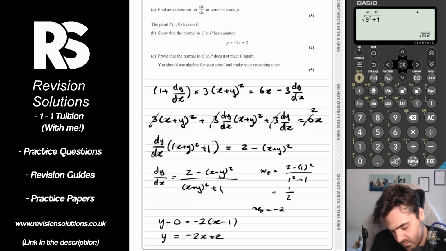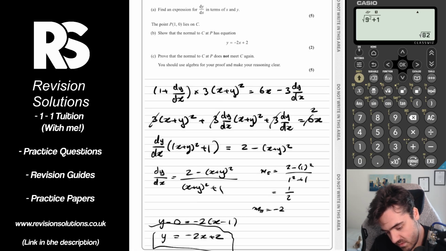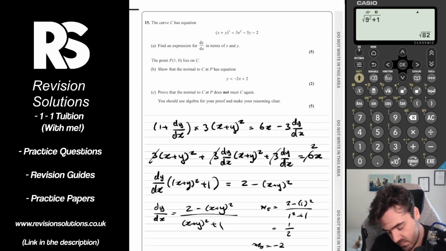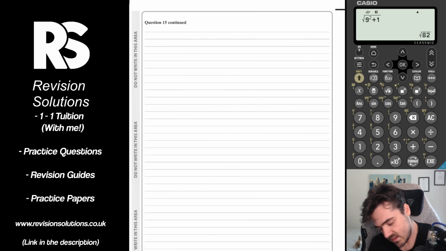Prove that the normal to C at P does not meet C again. You should use algebra for your proof and make your reasoning clear. Well, if it was going to meet again, we would have to solve simultaneous equations, so basically to show that the equation is not going to have any solutions. So let's solve this simultaneously with our original curve up here. Let's just write that again out here.